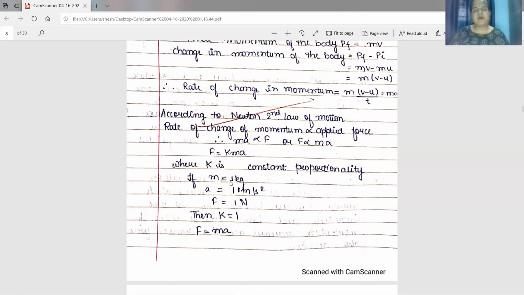Suppose mass we have taken 1 kg, acceleration we have taken 1 meter per second square, force we have taken 1 Newton, then k is also equal to 1. Therefore, F equals ma. So this formula, you have to solve the numericals based on this.